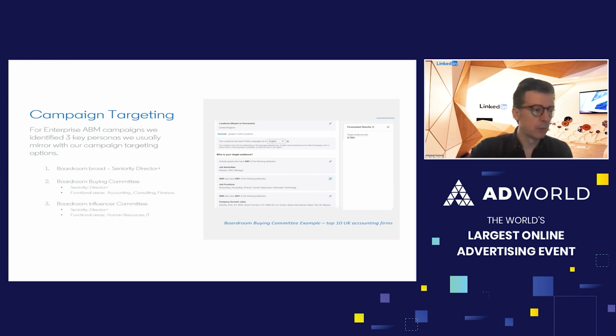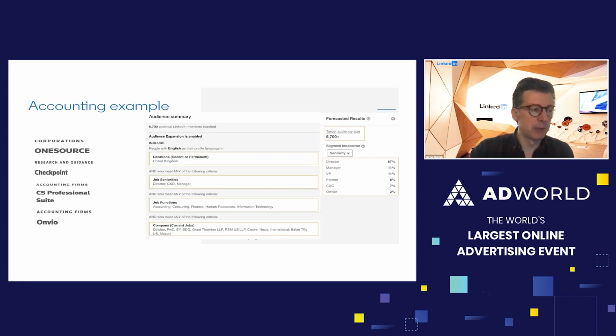So the next point, when we look here at the accounting example, we're looking at the size of audience as well. We're going to dive in and have a look at the seniorities, the functions, and then the companies, and then you can see the percentage. So here we see 87% are directors. So we know if we launch that campaign, whatever content we're putting to that particular audience is very, very targeted in terms of the seniority of the audience that we want to reach.